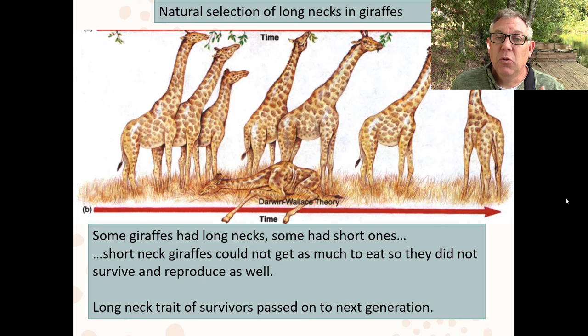And so that long neck trait gets passed on to the next generation. And then in the next generation, some are going to have a little bit longer necks than others. They're going to be born that way. Those with a little bit longer neck are more likely to survive. And over time, you can get longer and longer necks. And that's evolution by natural selection. Okay, so that's our introduction to evolution and natural selection.